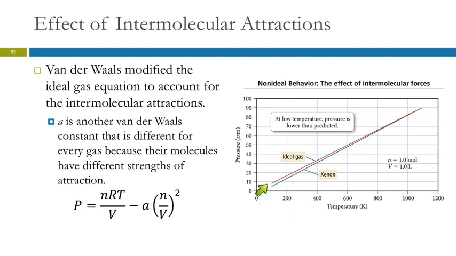So here's a graph showing that effect. Here we're looking at the pressure of a gas versus the temperature. And we see for xenon at low temperatures, the pressure is less than what's predicted by the ideal gas law. And that's because the xenon atoms are interacting with each other. So van der Waals also modified the ideal gas law to account for this. a is another van der Waals constant, again, different for every gas. And so with this modification, you subtract a times n squared over V squared. And that can be used to compensate for this behavior.